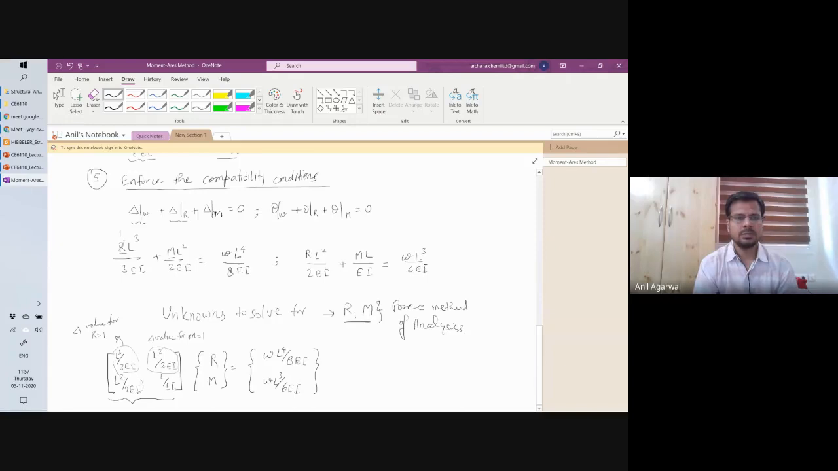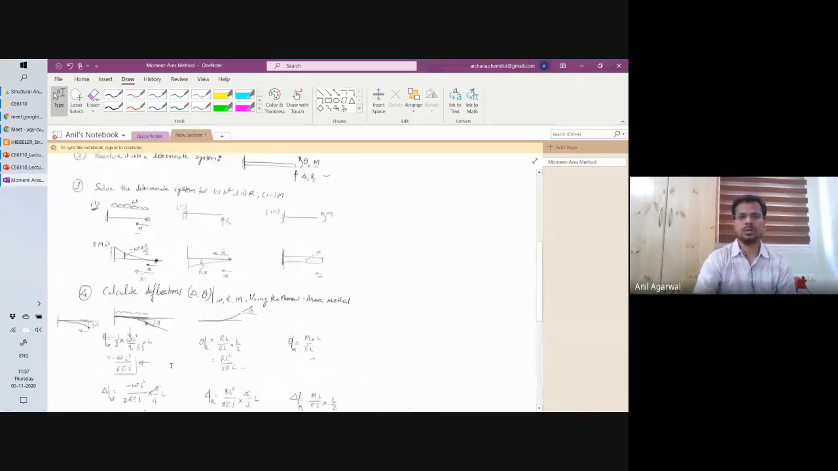This one basically means the theta value for M equal to 1, plus R equal to 1. So if I apply unit R, theta and delta locations, you remember, right? These are all here at the free end.